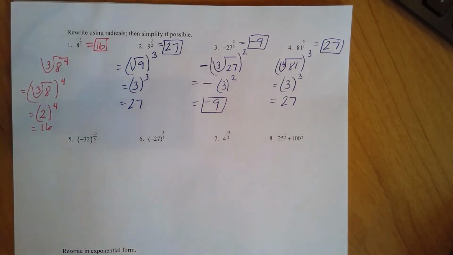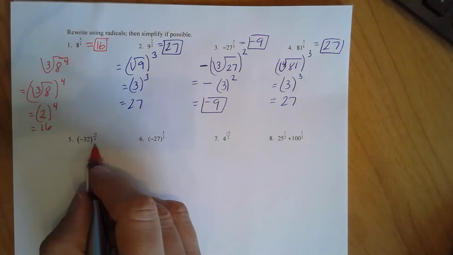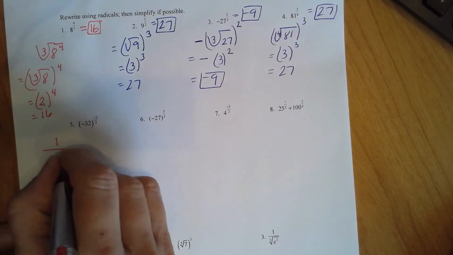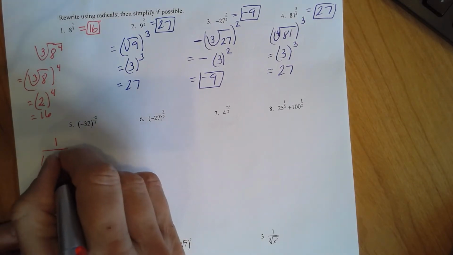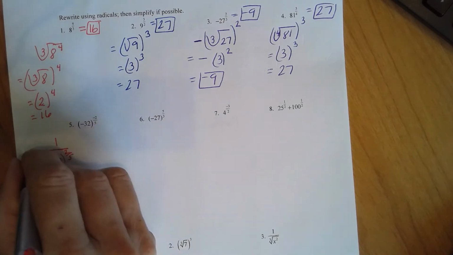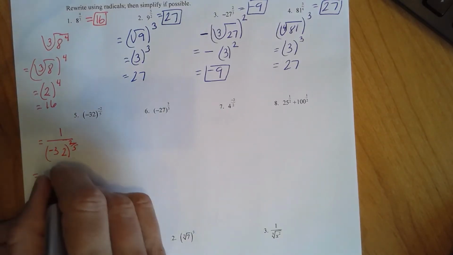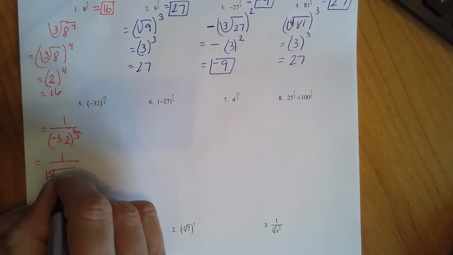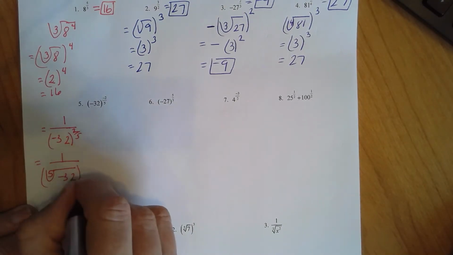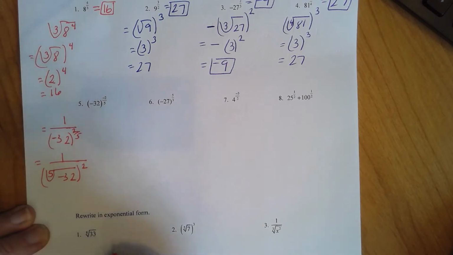So negative 32 raised to the negative 2/5. What does that negative power do? It moves it down. So 1 over negative 32 raised to the positive 2/5. So now we're going to rewrite that with power and index. Your index is a 5th root of negative 32, and that's going to be all raised to the 2nd power.